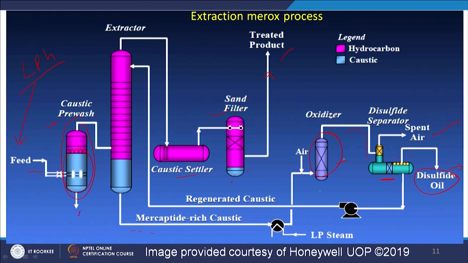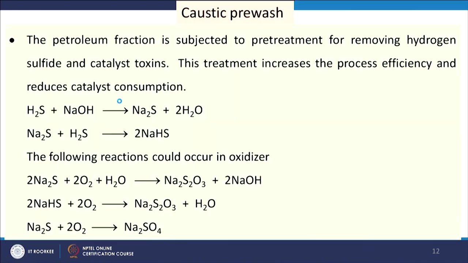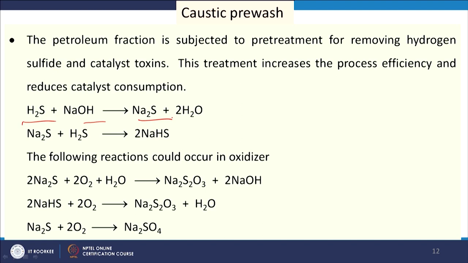Then, in this process, one is the caustic pre-wash and another is the oxidizer. These two are very important steps apart from the extractor. In the pre-wash, our objective is to remove the inorganic sulphides, as I have mentioned. H2S plus NaOH forms Na2S plus 2H2O, and Na2S plus H2S gives 2NaSH. This type of reaction takes place in the caustic pre-wash. In the oxidizer, the Na2S available in the caustic solution reacts with oxygen and Na2S2O3 forms, and this will be NaOH. So, the regenerated alkali solution is recycled. NaSH reacts with O2 to give Na2S2O3 plus H2O, and again Na2S plus 2O2 gives Na2SO4. So, these are the reactions which take place in the oxidizer.